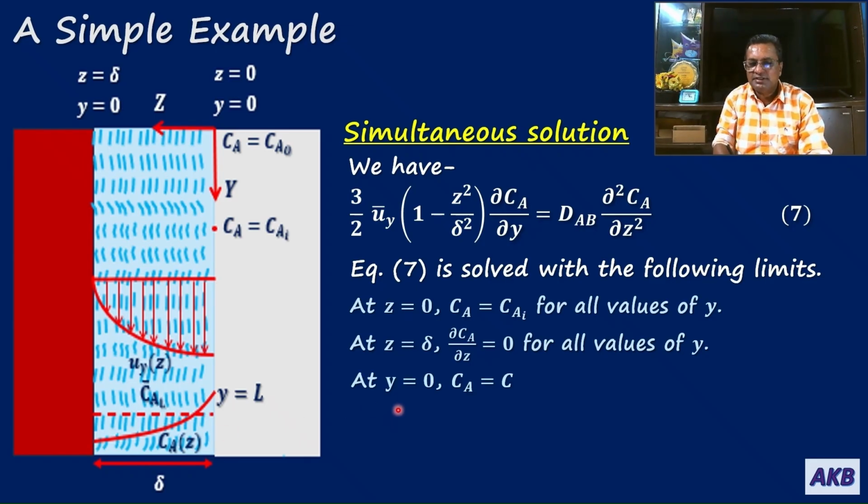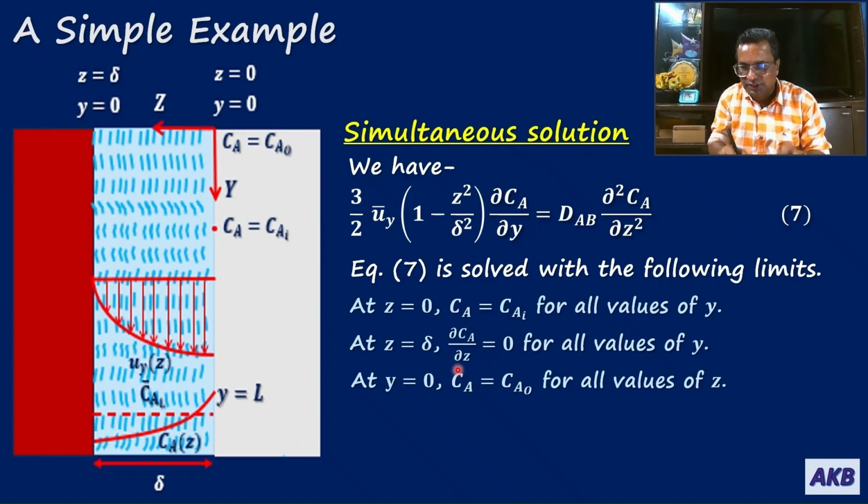Then the third condition is at y is equal to 0, Ca is Ca naught. So when you are at this point, that is at y is equal to 0, Ca is Ca naught everywhere, for all z's. So when you use these three boundary conditions to solve equation number 7, I am not going to solve it over here. I will tell you what would be the nature of the solution.